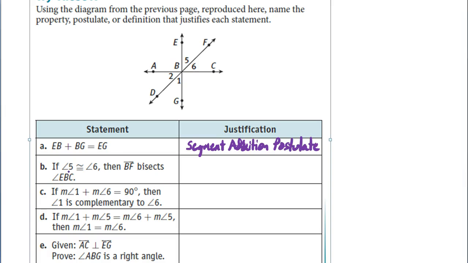Question B, if angle 5 is congruent to angle 6, then ray BF bisects angle EBC. So if this is congruent to this, why does that ray bisect this angle? What was the thing we had studied that said that it did? That was the definition of angle bisector.